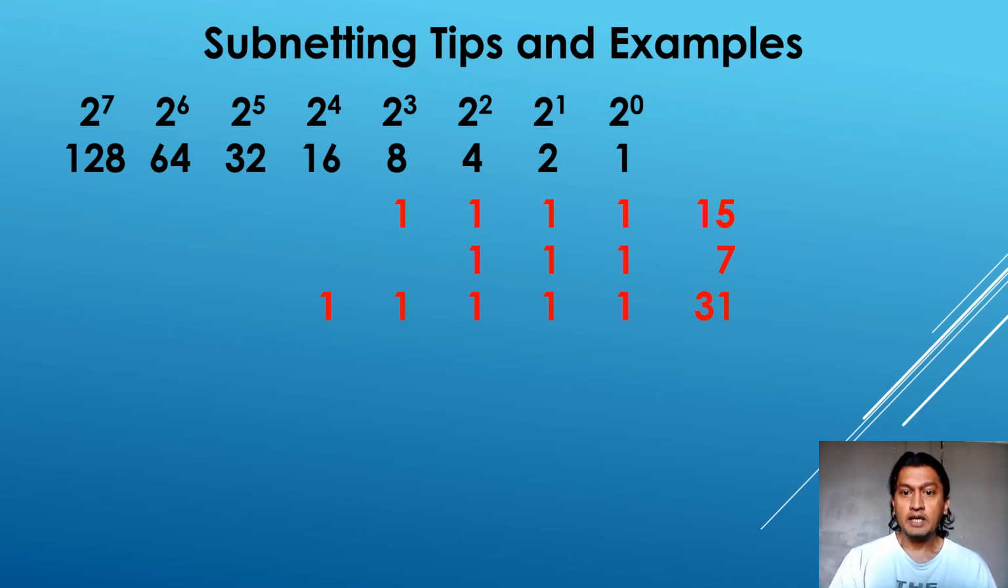There you have 31. I don't even have to calculate it. I don't have to go 16 plus 8 plus 4 plus 2 plus 1. I know it's 1 less than 32, or 2 to the power of 5, because that is the next bit. So that's very easy. Now we're going to move on to some examples.